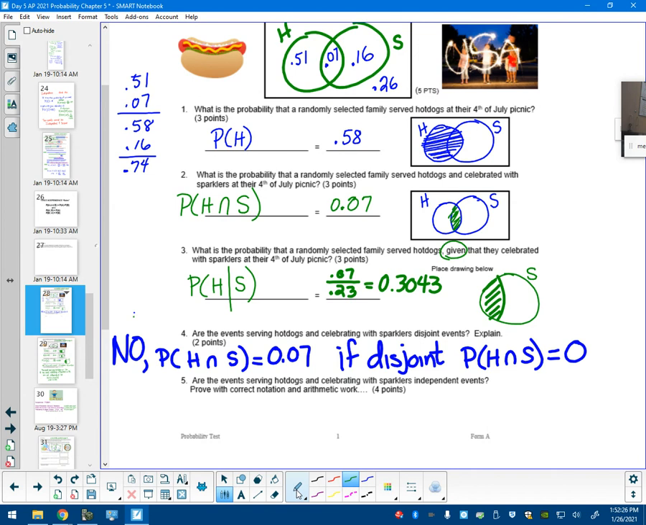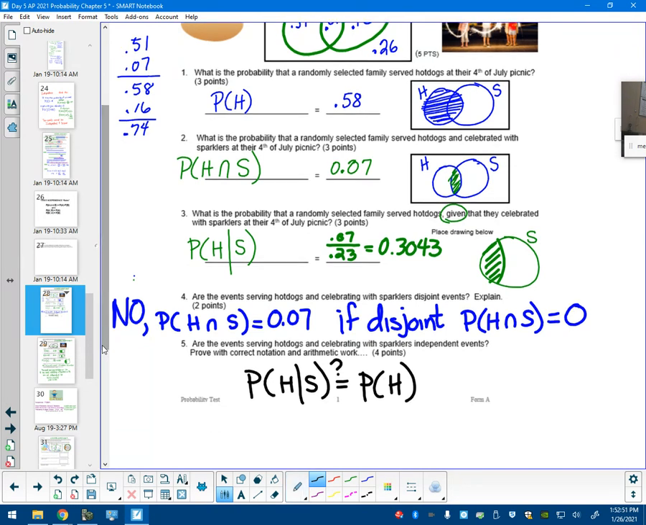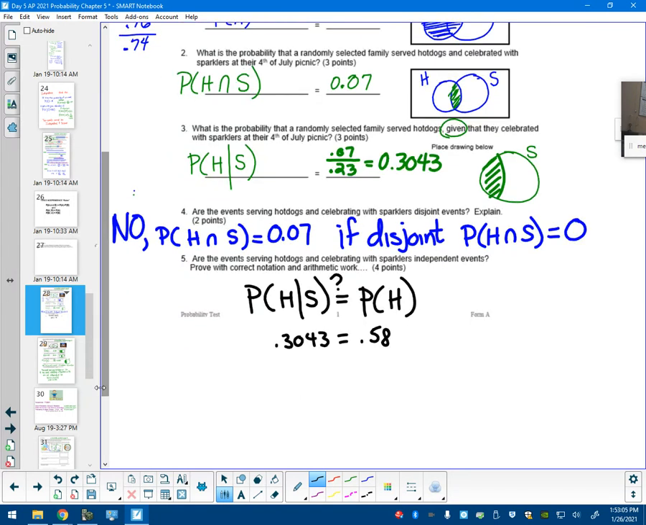Okay, are they independent? Well, let's take a look up here. We have something all set up, right? We have a conditional, and thankfully we have the beginning of that conditional. That's not always going to be so nice for us, but I'm going to do this. I'm going to ask myself, is that true? And I happen to have both those decimals all set up. Is 0.3043 equal to 0.58? And the answer would be nope.